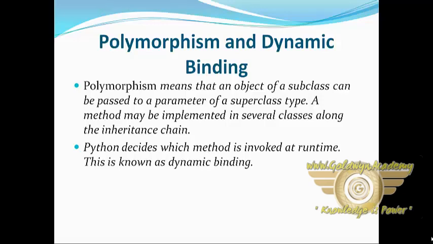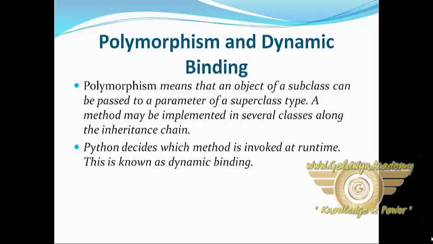Welcome friends, in this tutorial we learn about polymorphism and dynamic binding. The three pillars of object-oriented programming are encapsulation, inheritance and polymorphism. You have already learned the first two. This tutorial introduces polymorphism.